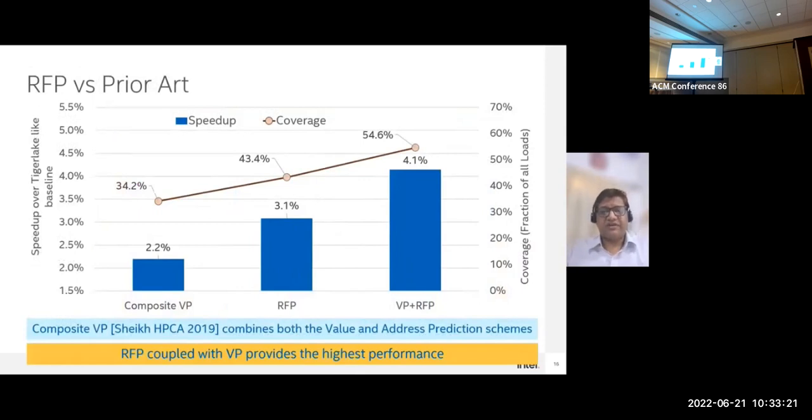This chart compares the performance from RFP against value prediction. We use the composite value predictor that combines both the value and the address prediction schemes we discussed earlier. As shown, RFP improves on the composite value predictor. Moreover, combining RFP with value prediction provides the highest performance. Here, the value predictor helps improve ILP, whereas RFP mitigates the L1 latency of the non-value-predicted loads.